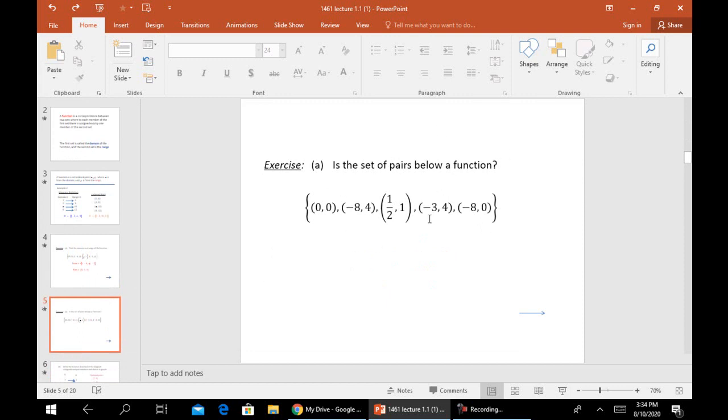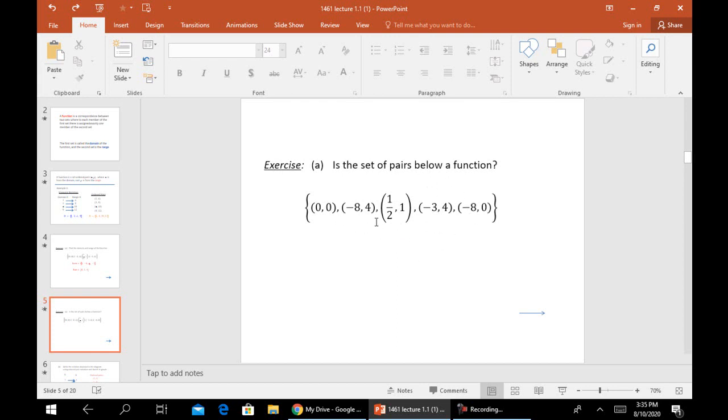Now, is the following set a function? Well, this is not a function, because notice that negative 8, which is a domain element, is assigned to 4, and then it is also assigned to 0 at the same time. So because negative 8 has been assigned to two different values, this should not be a function.